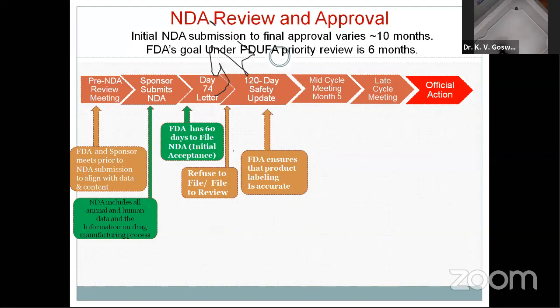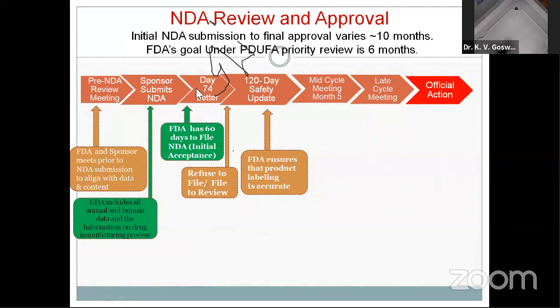So once the sponsor submits the NDA to FDA, FDA has 60 days to file the NDA. That's an initial acceptance. What they check in those 60 days is technically whether it is acceptable. Did you have all the data which is supposed to be in there? It is not the thorough review. It is only the preliminary review to accept the application. The reason I repeat that is sometimes people get misled that initial acceptance means FDA approval. No, that's not the case. It only means that FDA has accepted to review your application in order to approve the product.